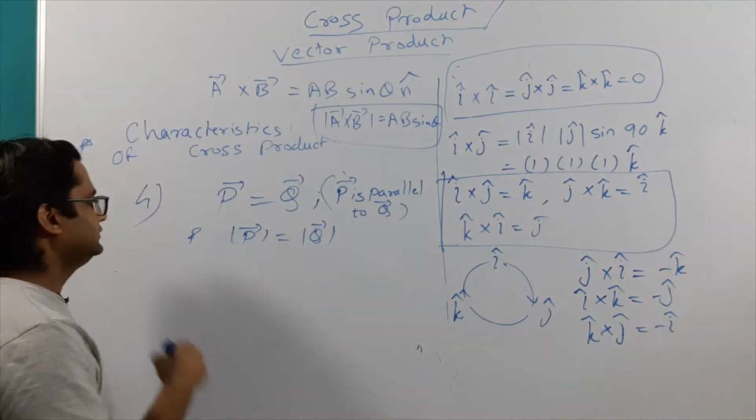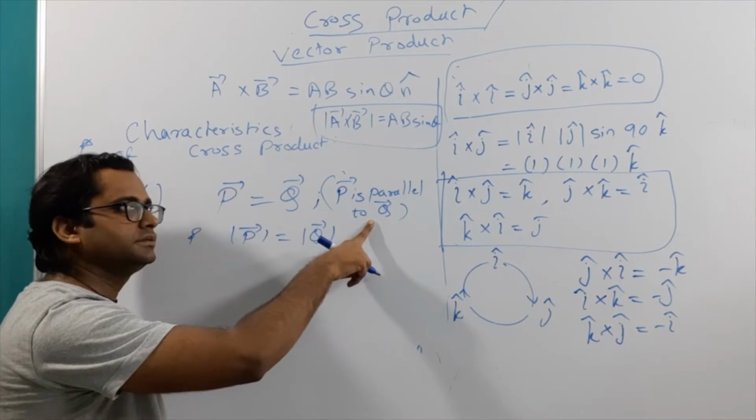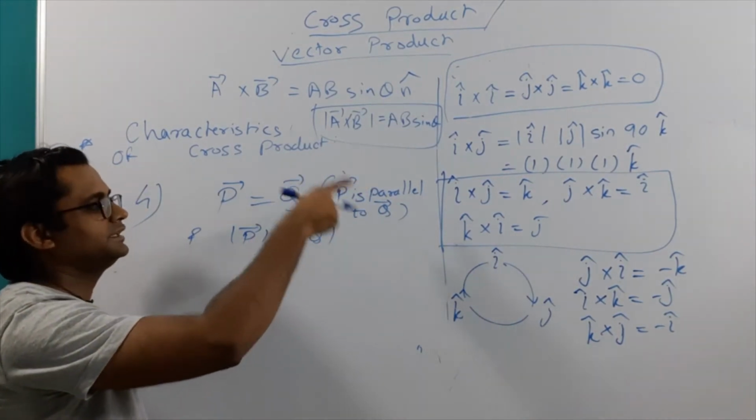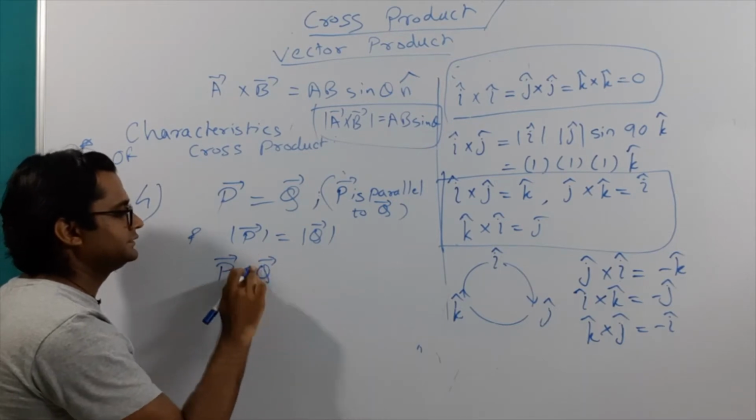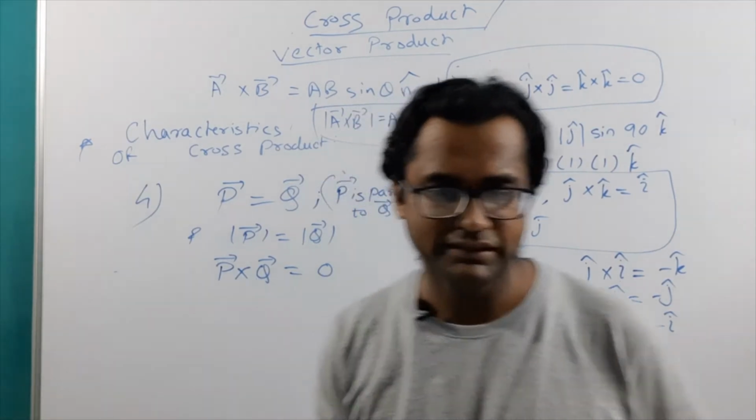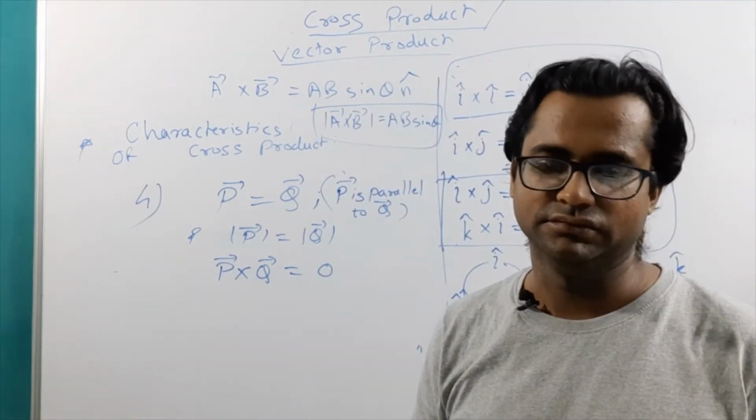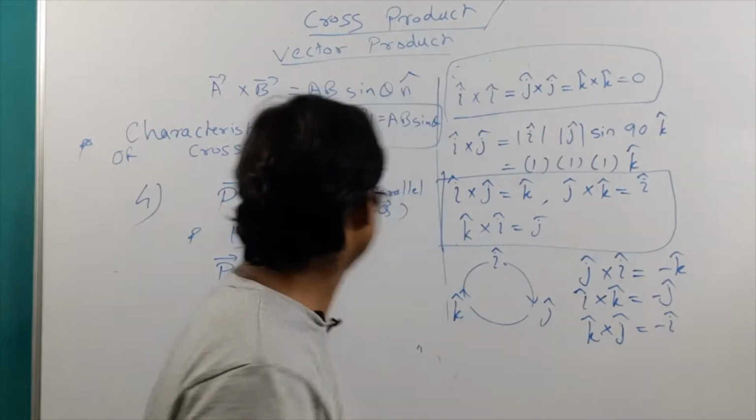Now since the vectors are parallel, what is the angle between them? Theta is 0. And we know that if the vectors are parallel, then their cross product is always 0. So this will give you a null vector. So if two vectors are equal, their cross product is 0. Remember this condition. Now let us take one more condition, condition number 5.